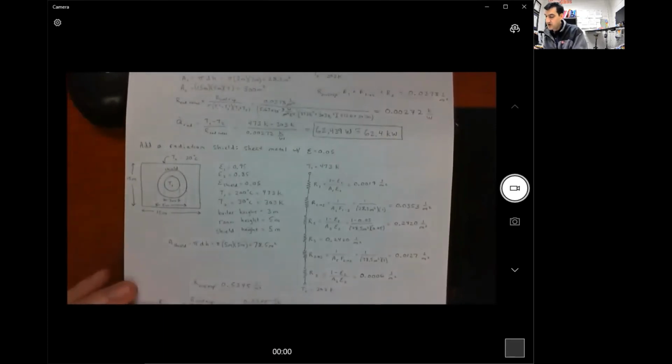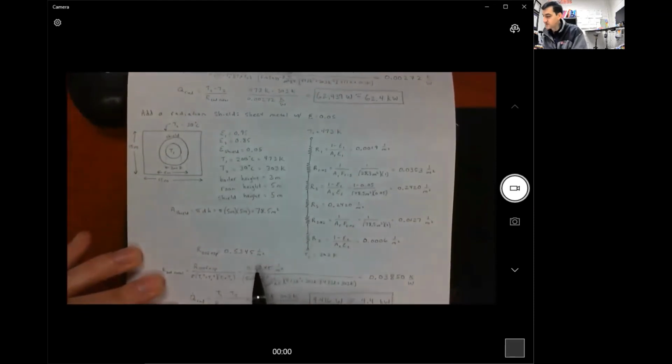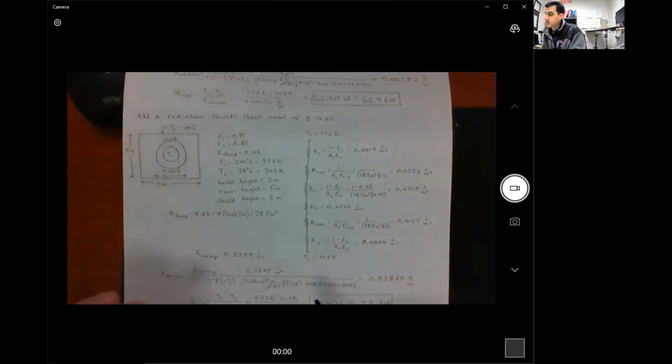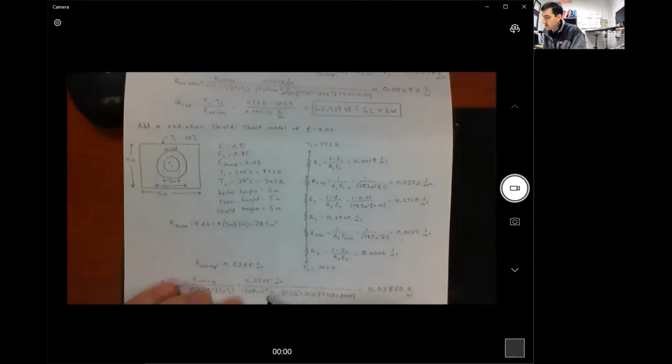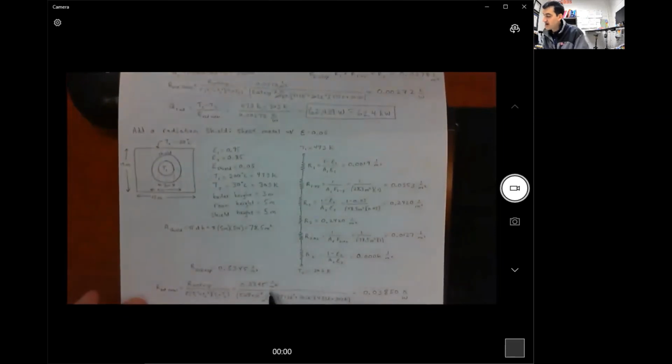Now we need to calculate our R rad total. And so you plug in your surface plus space resistance, divide by the Stefan-Boltzmann constant, 5.67 times 10 to the minus 8th watts per meter squared times Kelvin to the fourth, times the quantity of T1 squared plus T2 squared. So that's 473 Kelvin squared plus 303 Kelvin squared times the quantity 473 Kelvin plus 303 Kelvin. So you do all that in your calculator. And just like before, your meters squared are going to cancel out, and all that's left of the Kelvin is a single Kelvin in the numerator, and we still get watts in the denominator. So we've got 0.03850 Kelvin per watt.